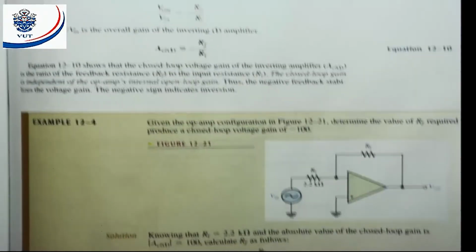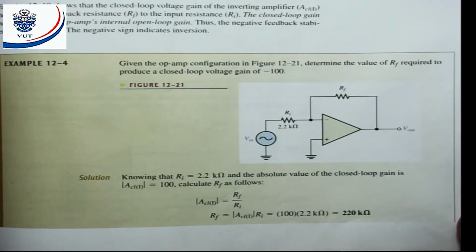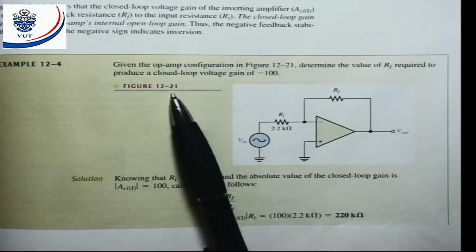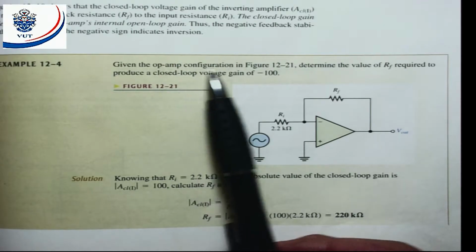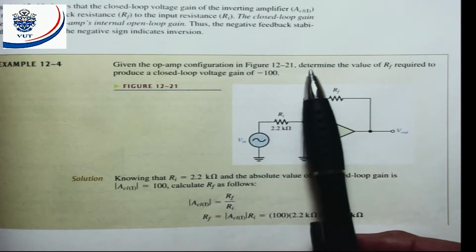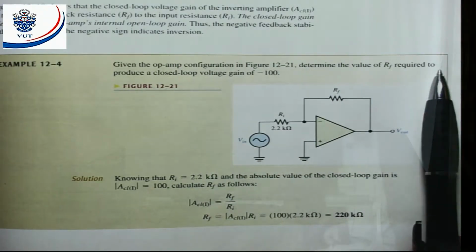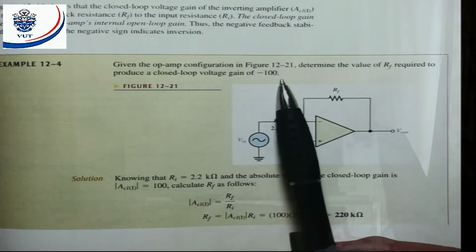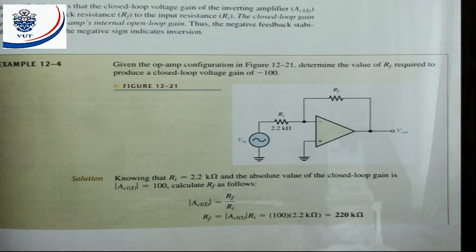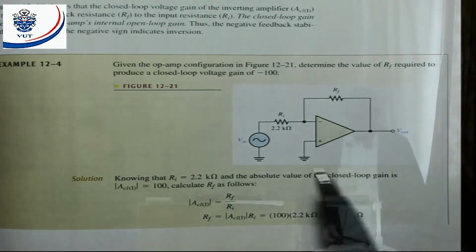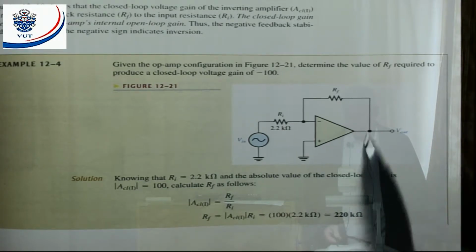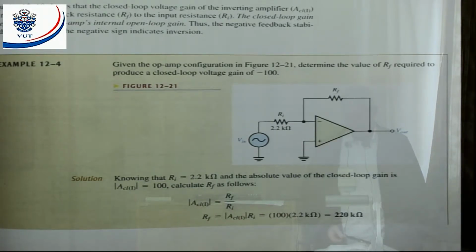Let's have a look at the example. Example 12.4, they say given the op-amp configuration in figure 12.21, determine the value of RF required to produce a closed loop voltage gain of minus 100. I repeat, minus 100 just indicates 180 degrees phase shift. The input resistance is equal to 2.2 kilo ohms. We must calculate RF. We know the gain is equal to 100.